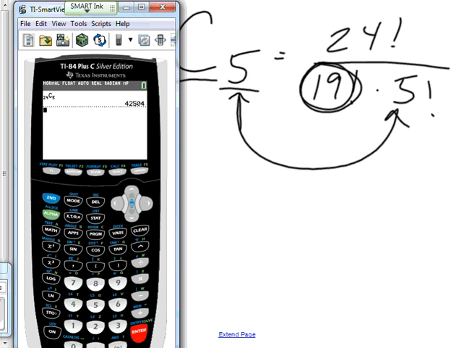All right, 24C5 was 42,504. Do you think if I did 24P5 that it would be more or less? Why would it be more? Make your argument it'd be more. So he's saying because the order matters. You might have as many as like 20 times or 25 times as many. Because if I pull out 5 people, then there might be 5 different combinations of them if you rearrange them all.